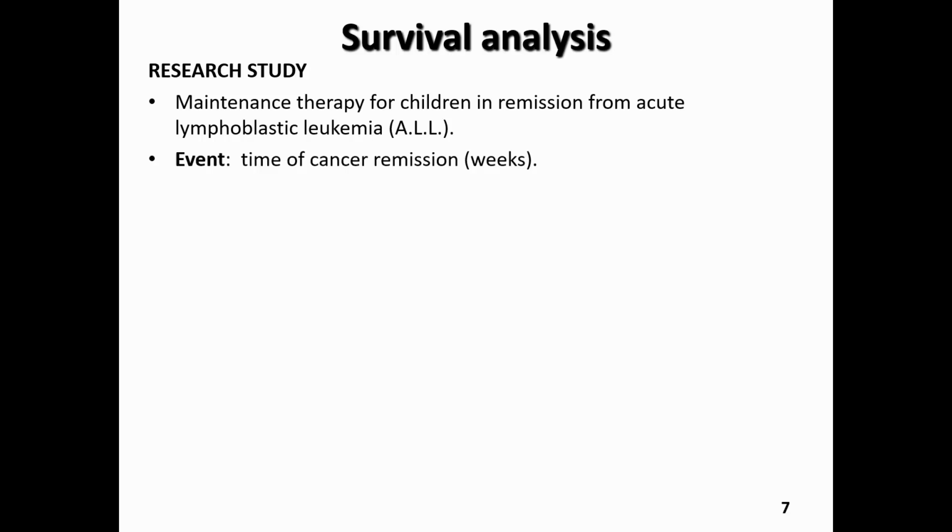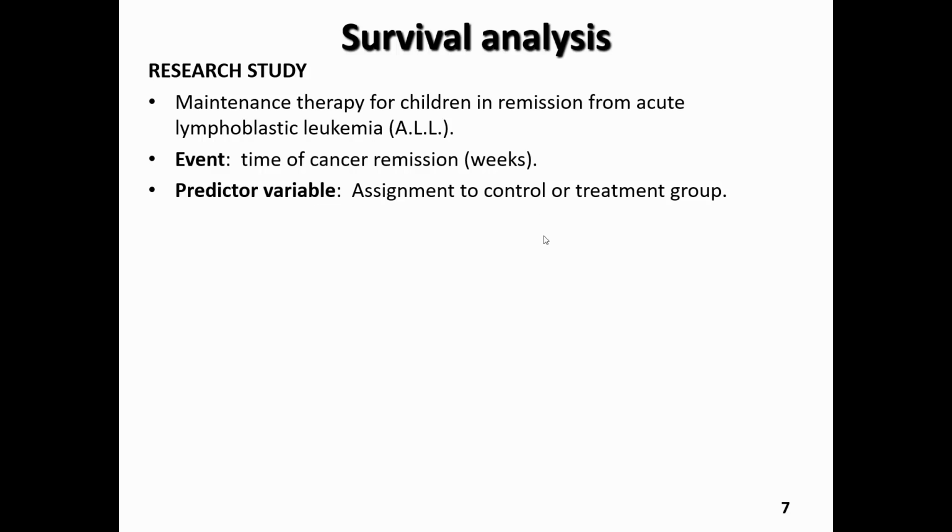And so, by that definition, the key event in this particular study is the reoccurrence or the time of cancer remission in weeks. If there's a sign that the cancer has reemerged, then that is the key event in terms of the time from entry into the study to the time of remission. And the event is going to be examined as a function of the predictor variable.